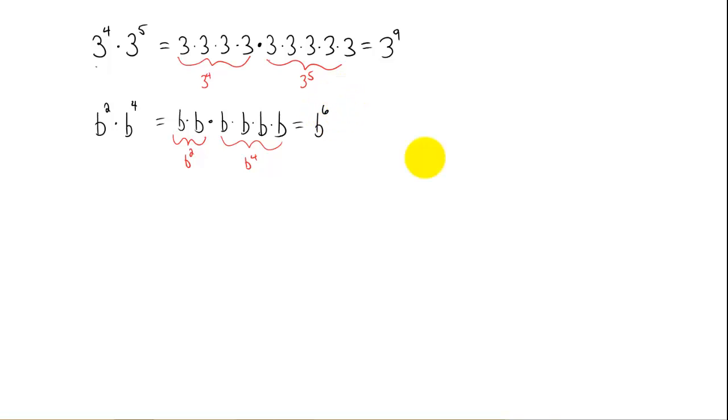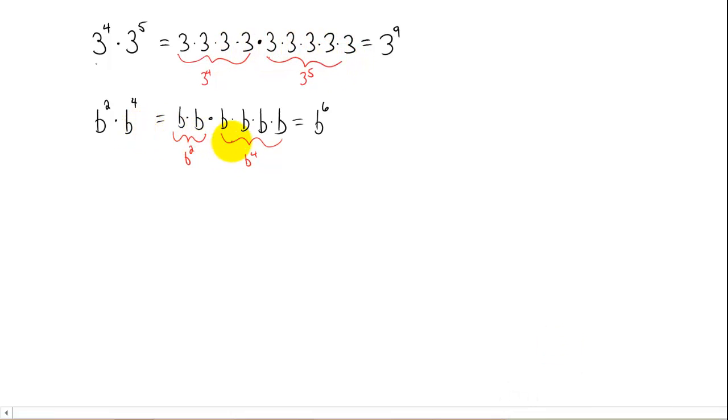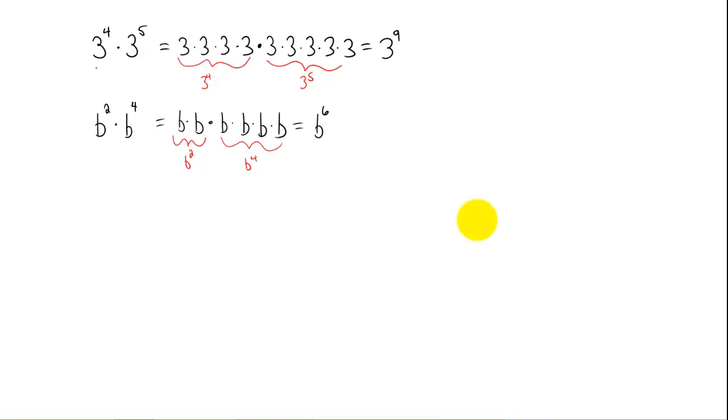So in reality, we're not going to write out this middle step here. We're not going to write out every single base every single time. We want to come up with a rule for how we can do this really quickly. And you may already recognize that rule. If your two bases are the same and you're multiplying them together, to get the result, you can add the two powers. You'll notice that 4 plus 5 equals 9. And you'll notice that 2 plus 4 equals 6.